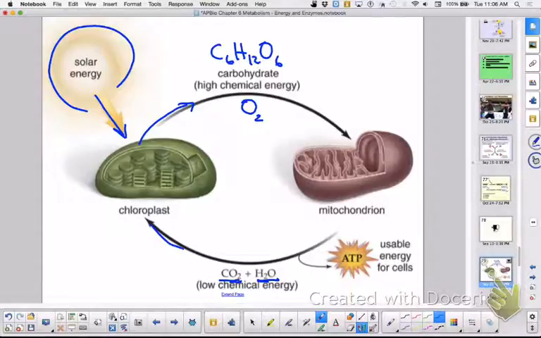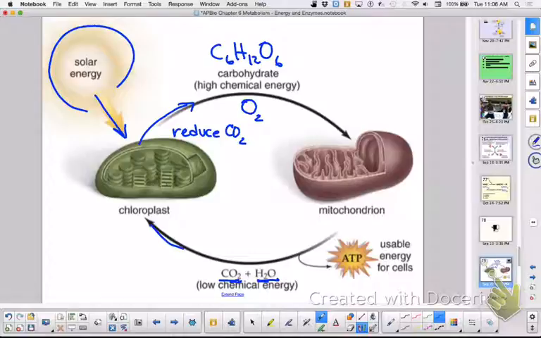CO2. What did you add to it? Hydrogen. So what must you have done to the CO2? Think about it. It was carbon and oxygen. You reduced it. It was carbon and oxygen, but now it's carbon and hydrogen and oxygen. So here in this chloroplast, we must reduce CO2. Are you with me on this?